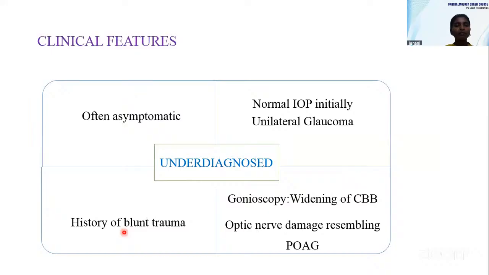And clinical features being often the patient will be asymptomatic. And initially the IOP can be normal and patient later will come with unilateral glaucoma. And most of the time the patient does not remember the history of blunt trauma. Whenever we are probing into the history, then the patient can tell about the history of blunt trauma. And also it is usually an underdiagnosed condition. And on gonioscopy, you can see widening of ciliary body band. And optic nerve damage usually resembles that of primary open angle glaucoma.